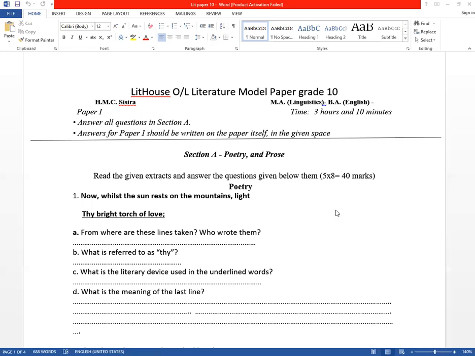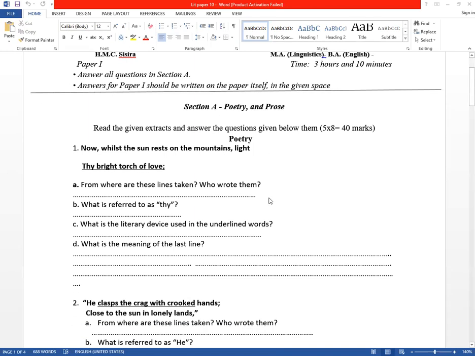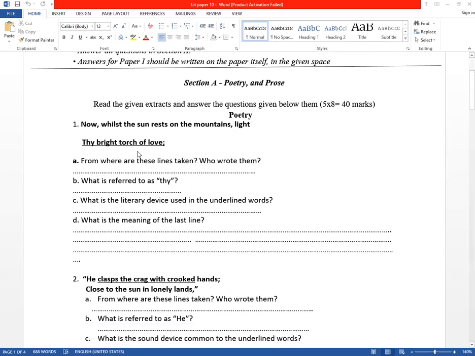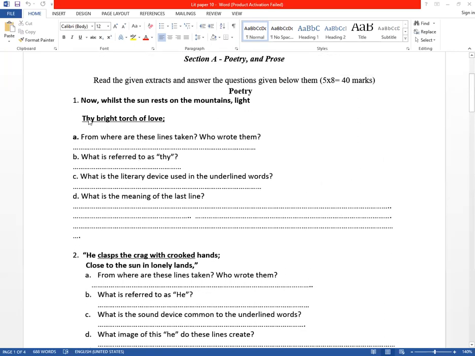Now in this question paper, you will receive contest questions and essay type questions, right? Contest questions and essay type questions. Total marks for this question paper is 100. So in this you will get these contest questions and essay type. Now look at the paper I have sent.